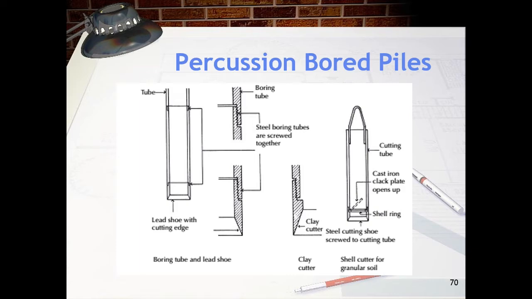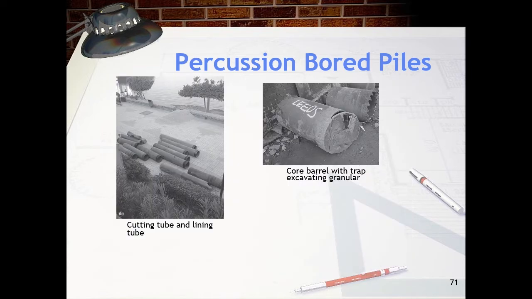This is the shell cutter. Jadi bila dia potong kan dia ada cutter dekat sini, so dia akan potong the tanah and then the tanah will be masuk ke dalam bucket ataupun shell. Jadi dia akan ditarik keluar. So this is the example of core barrel that traps the excavated granular soil. So as you can see, there's a hole here yang akan masukkan tanah, and you can see the corrugated here that can be the cutter yang akan potong tanah tu lah.